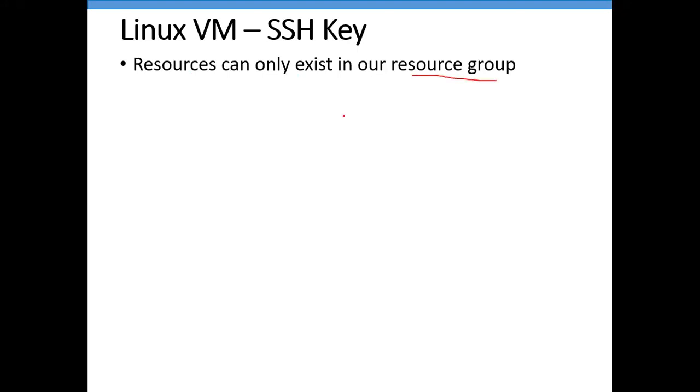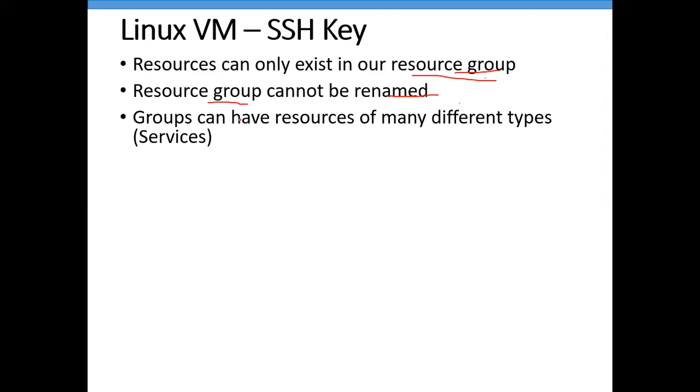Like I have just shown you, to create a database, to create an app service, or any Azure service, it is mandatory to have a resource group. Once we create a resource group, we can't change the name of the resource group. Resource groups can have many different types of resources also. Different types means many different types of service.